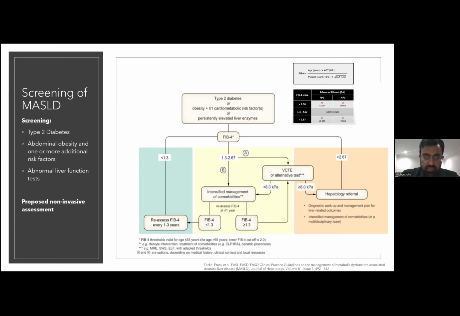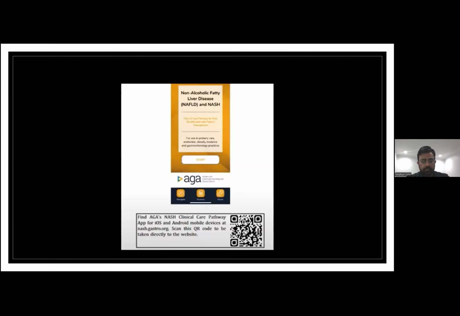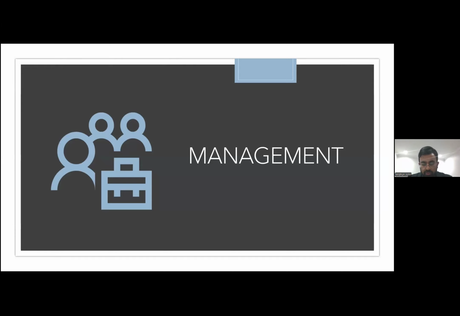Other scores that are used in screening of MASLD are your APRI as well as your NAFLD fibrosis score, but the FIB-4 score is usually quite easy and nice to use. The AGA have come up with an app. You're welcome to scan the QR code if you're able to, but basically it helps you calculate your FIB-4 score as well as determine what you can do once you've decided your patient's FIB-4 score. We then move on to the management of our patients with MASLD.